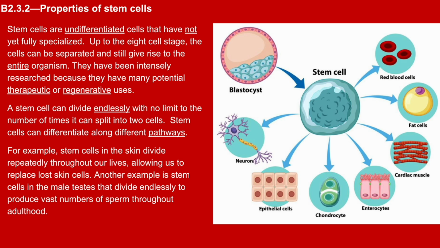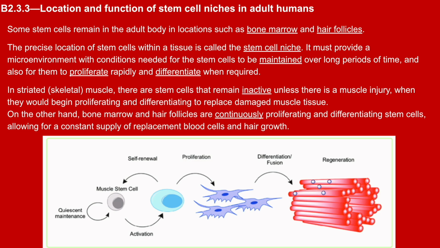Stem cells are undifferentiated cells that have not yet fully specialized. Up until the 8-cell stage, those cells can be separated and can give rise to an entire organism. So stem cells divide endlessly with no limit to the number of times they can split, and they eventually begin to differentiate along different pathways. We do have some stem cells remaining in the adult body, for example bone marrow, where we're continually making red blood cells, and hair follicles, where we're continually growing hair.